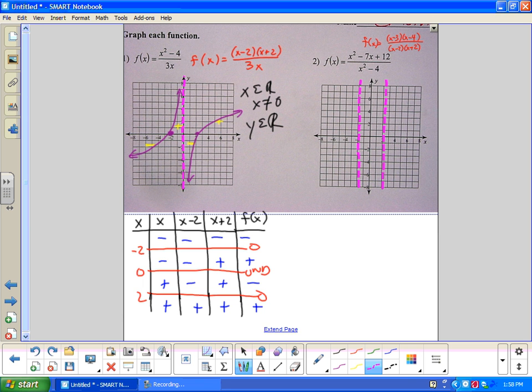So right away I can write the domain. Right away I can write x is an element of reals. X can't equal plus or minus 2. I don't know the range yet. Don't care. I'm not going to find it. I'm going to look at this and say, I know the horizontal asymptote. Because this time the powers match.